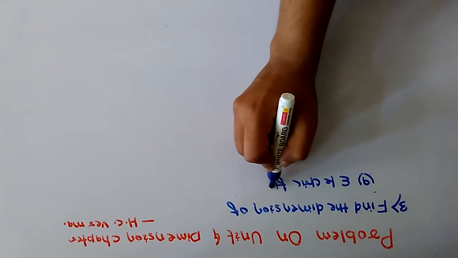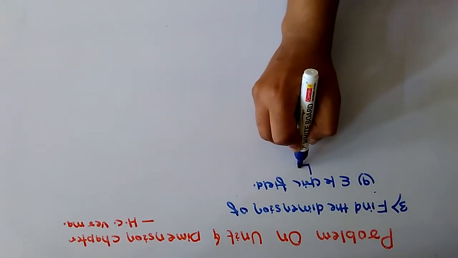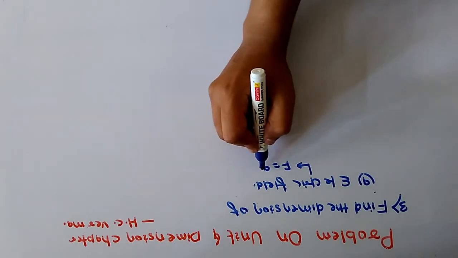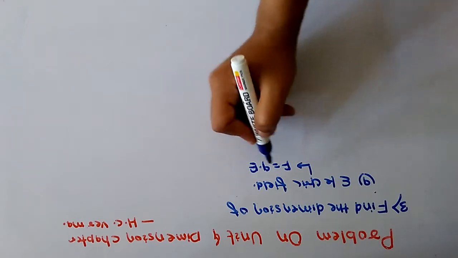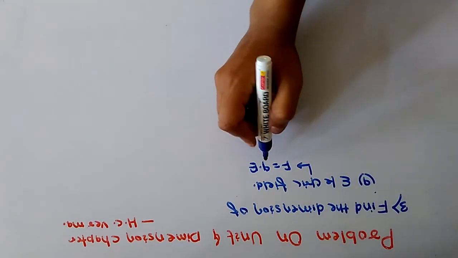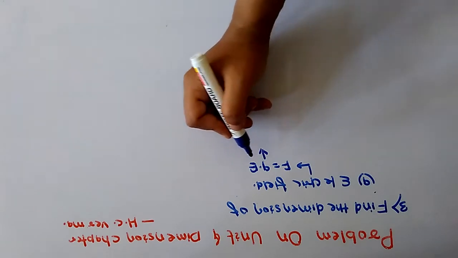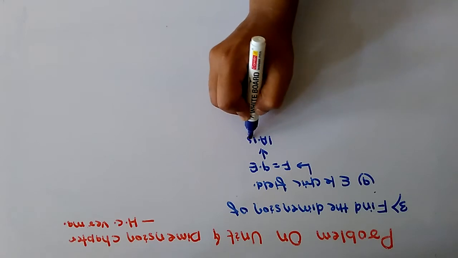Electric field, we know the formula F equals Q into E, where E is the electric field, F is the force, and Q is the coulomb. Coulomb is the charge transported by a constant current of 1 ampere in 1 second.